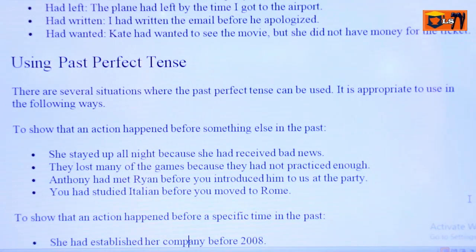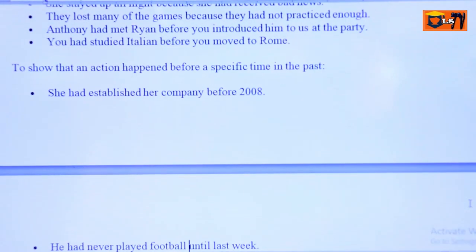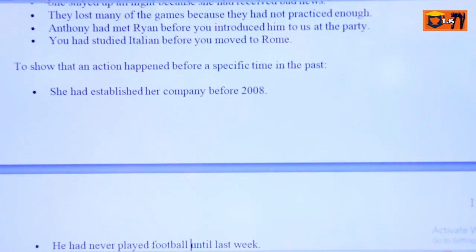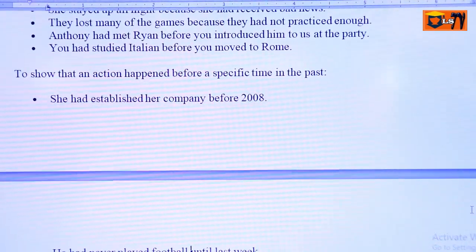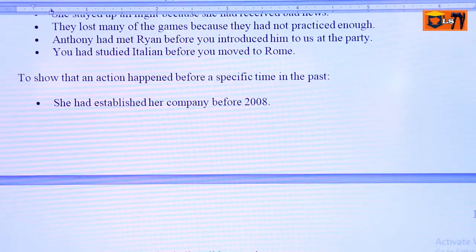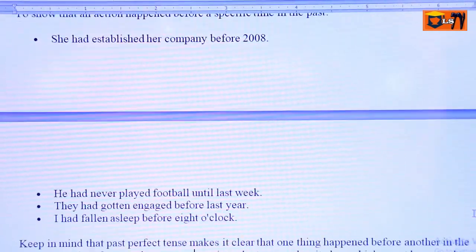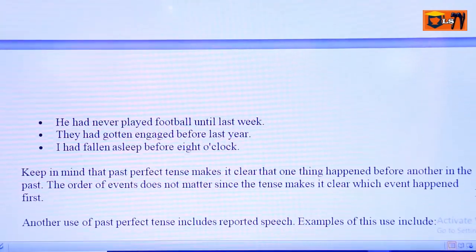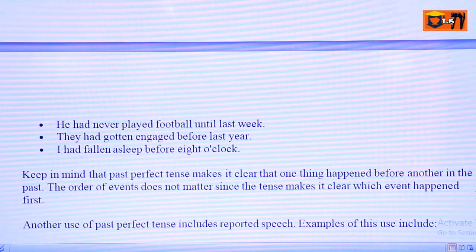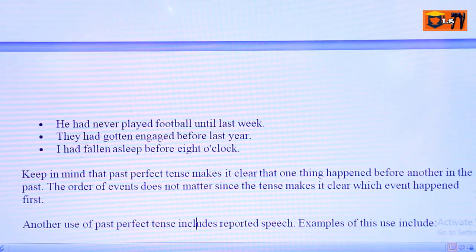Anthony had met Ryan before you introduced him to us at the party. You had studied Italian before you moved to Rome. To show that an action happened before a specific time in the past. She had established her company before 2008. He had never played football until last week. They had gotten engaged before last year. I had fallen asleep before 8 o'clock.